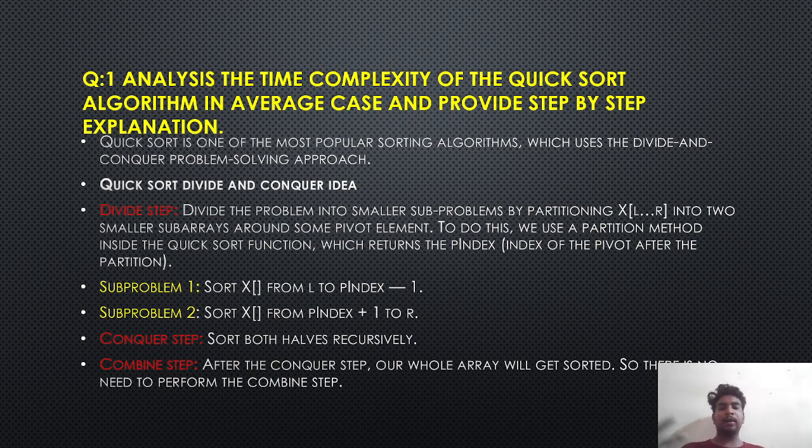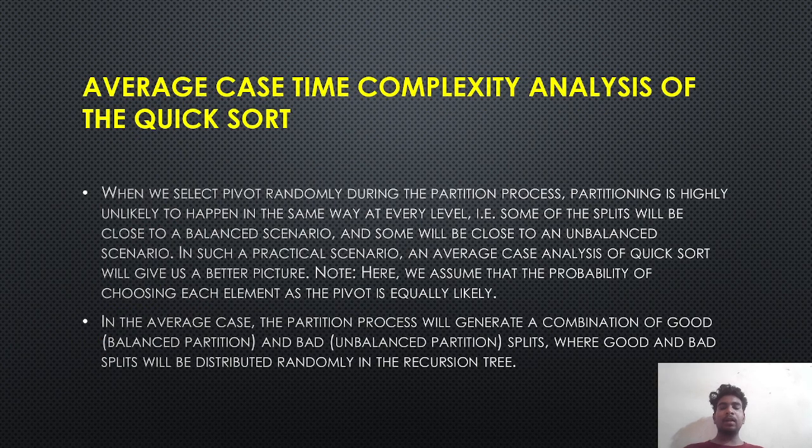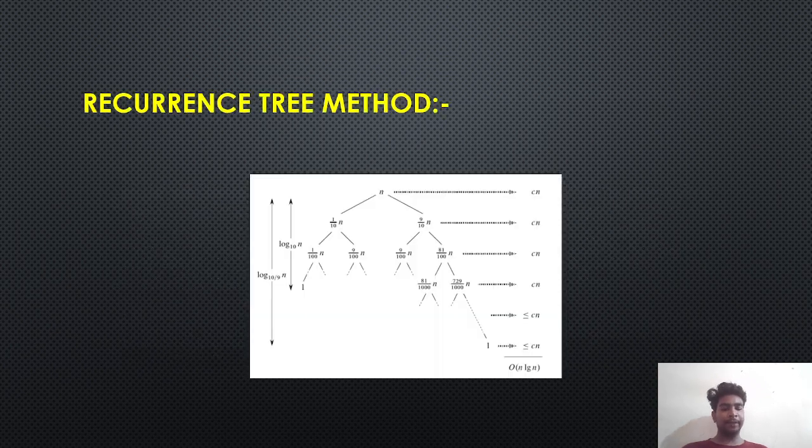So it will be solved by two methods, problem 1 and problem 2. Now, average case time complexity analysis of quicksort. When we select the pivot randomly during the partition process, partitioning is highly unlikely to happen in the same way at every level. So, in the average case, the partition process will be generated by a combination of good and bad splits, where good and bad splits will be distributed randomly in the recursion tree.